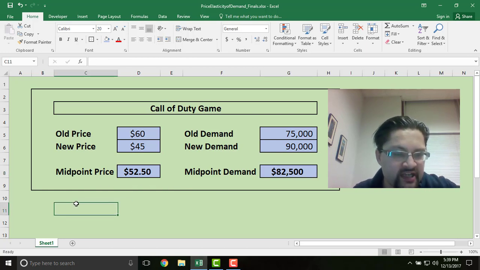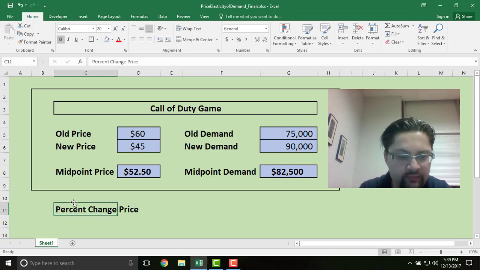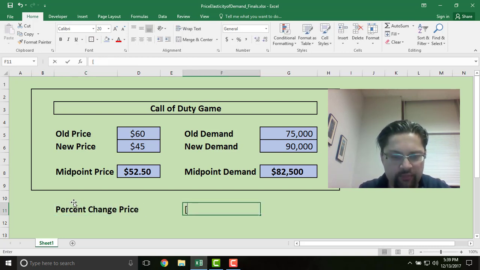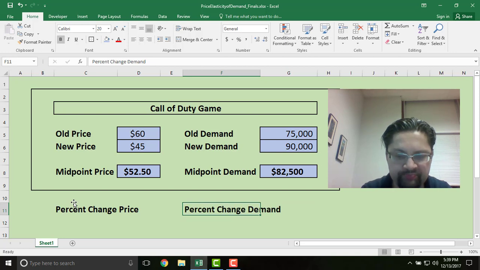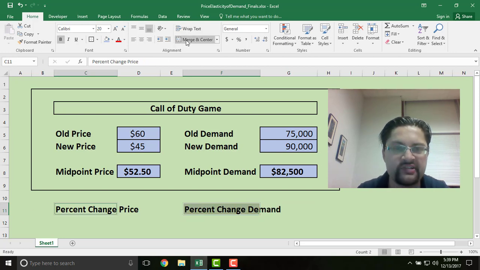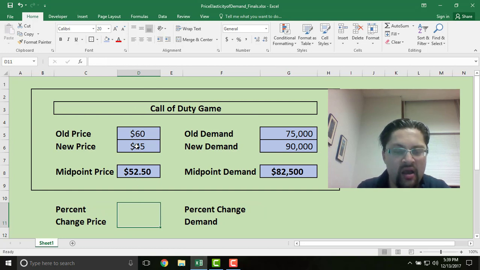We're going to do the percent change in price. Okay? And then I'm just going to write one over here, percent change demand. Just so that we can work with these numbers a little bit here. Just going to wrap text these things. And I'm going to put the calculation in here.